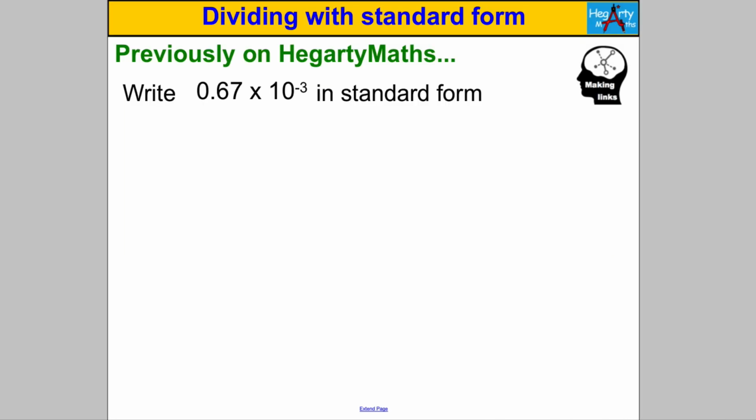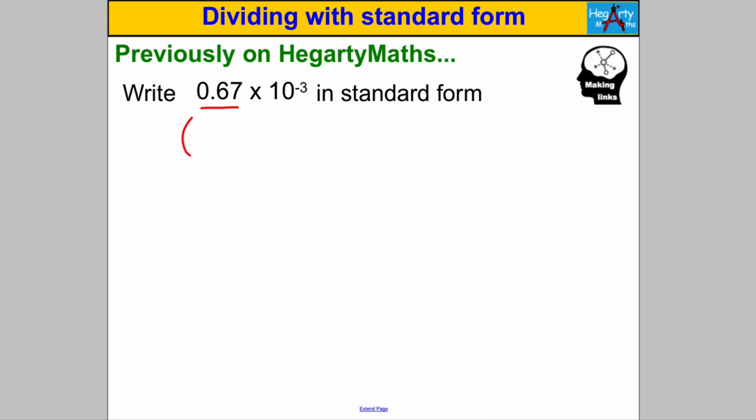To kick us off, previously on Hegarty Maths we've talked about what a number needs to look like to be in standard form. Why is this number not in standard form? Well, this here is less than 1 and it's got to be between 1 and 10. It can actually equal 1 as well.